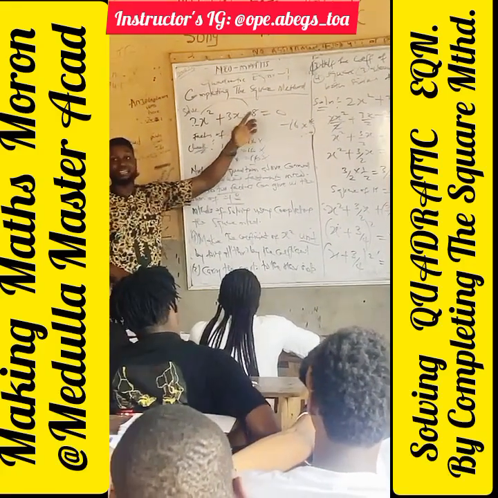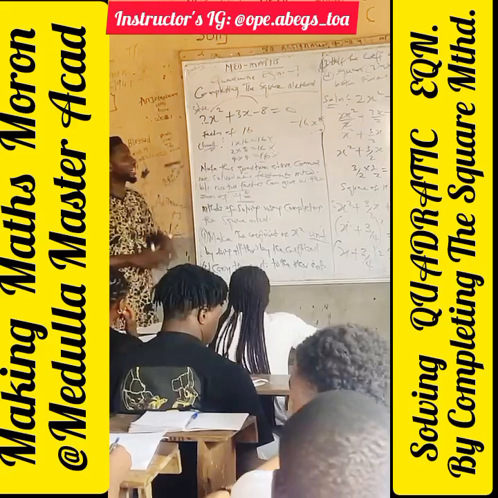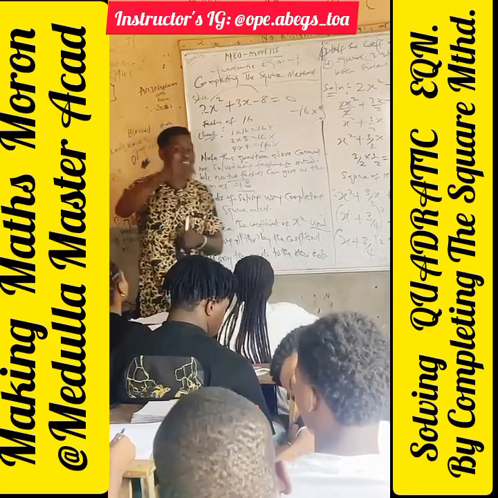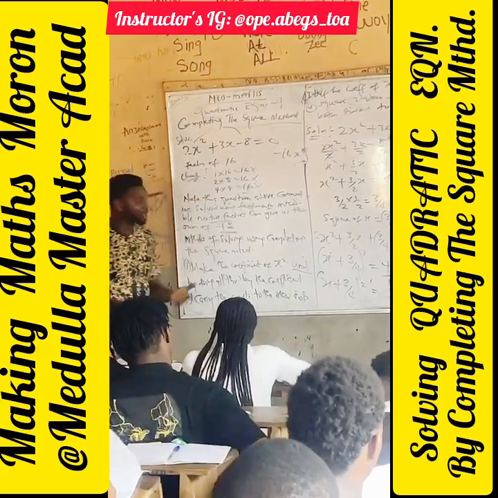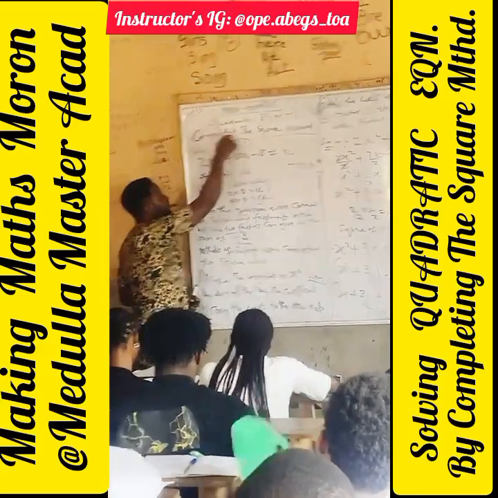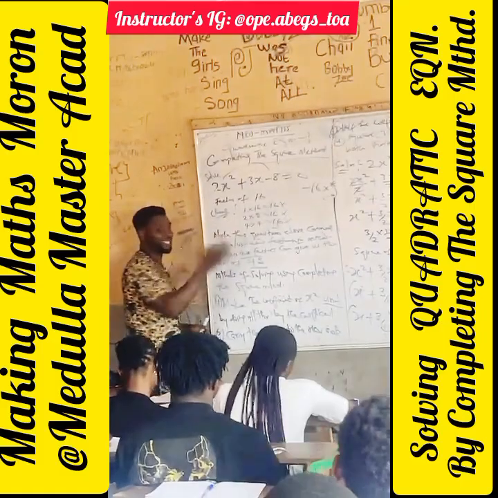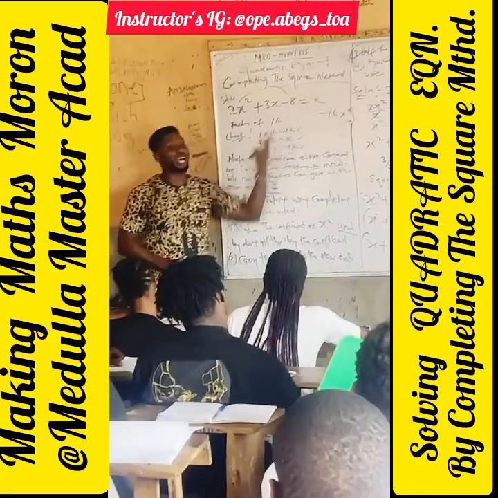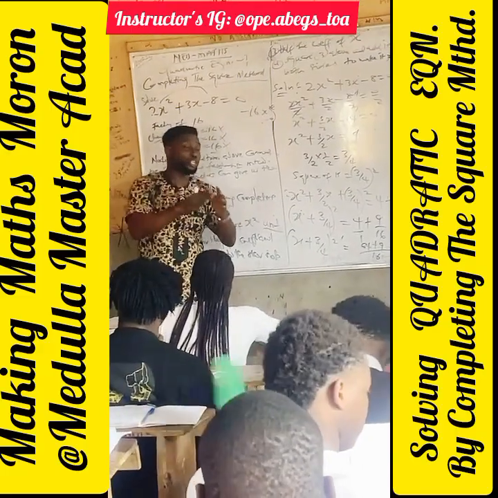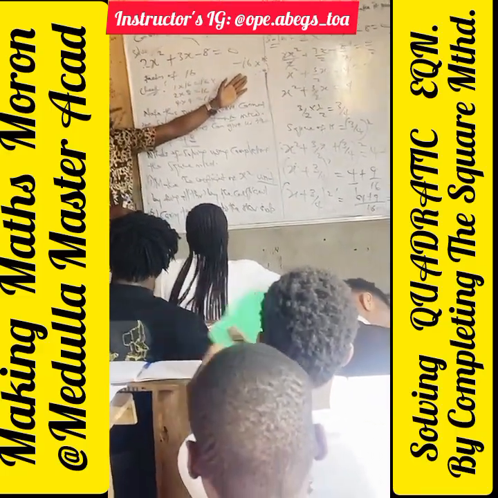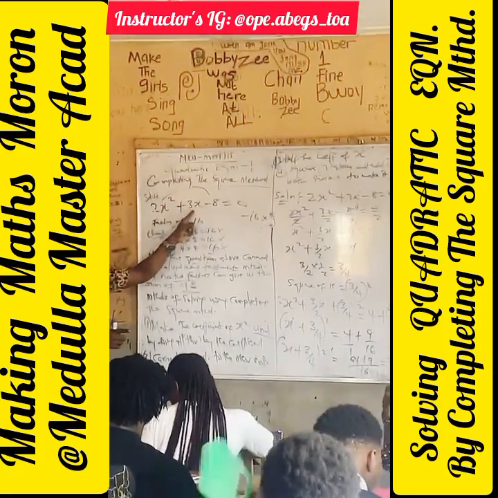Minus 8. This kind of quadratic equation cannot be solved using the factorization method. Are you getting me now? How did I know? By the time you multiply this with this, it gives you 16. So when you look for two factors, under factorization you are meant to look for two factors such that the product will be equal to minus 16x squared and the sum will be plus 3x.